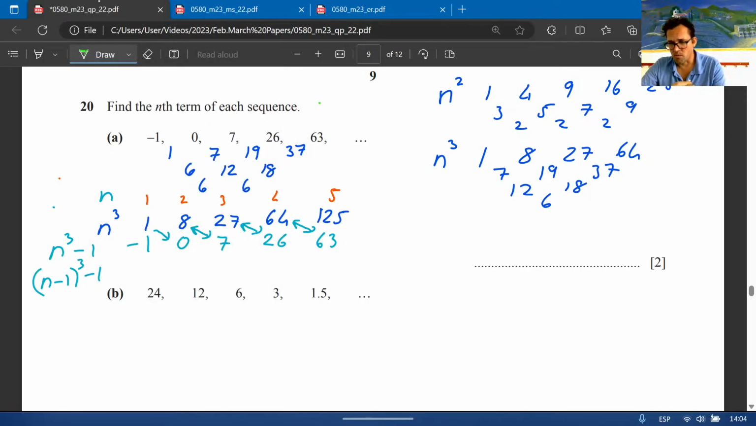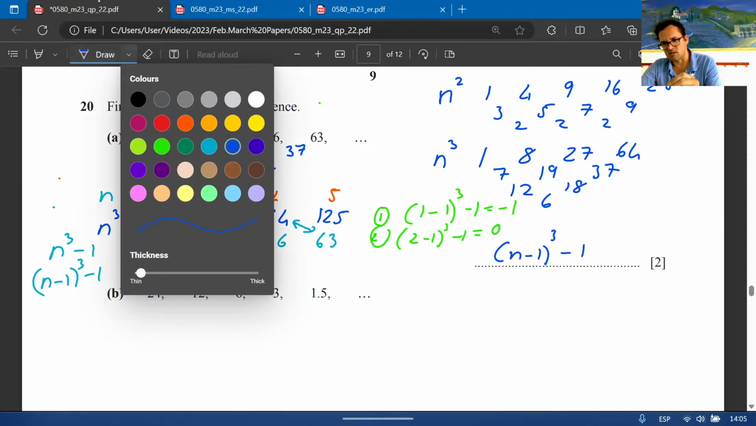So the first number in the sequence is going to be 1 minus 1 cubed minus 1, which gives us minus 1. You see? We want the second number in the sequence, which is 2 minus 1, which is 1. 1 times 1 is 1, minus 1 is 0, etc. And that's what gives us n minus 1 cubed minus 1.